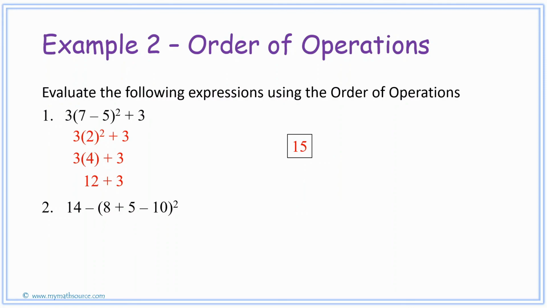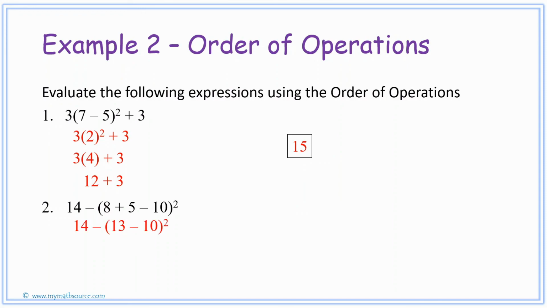So on number 2, we're going to do the same thing. Start off with the parentheses. And so inside the parentheses, you see 2 operations. Do you do the addition first or the subtraction? Well, you go from left to right. So you're going to start off with the addition. So 8 plus 5 is going to give us 13.